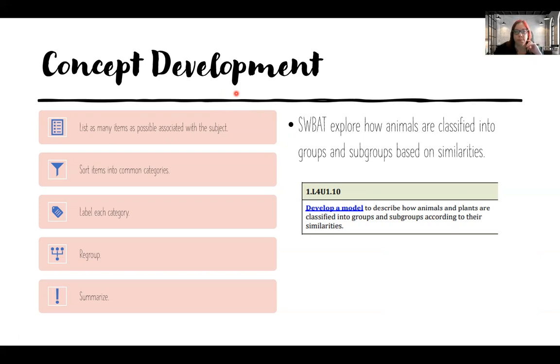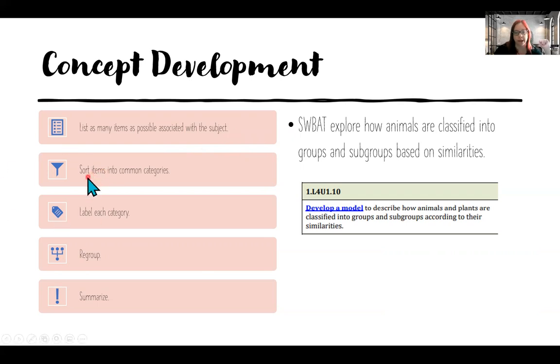So the first step in the concept development model is listing as many items as possible associated with a subject. So just kind of like purging and brainstorming. And so at this point, there's no teacher modeling going on. We're just saying, how many different animals can we think of?